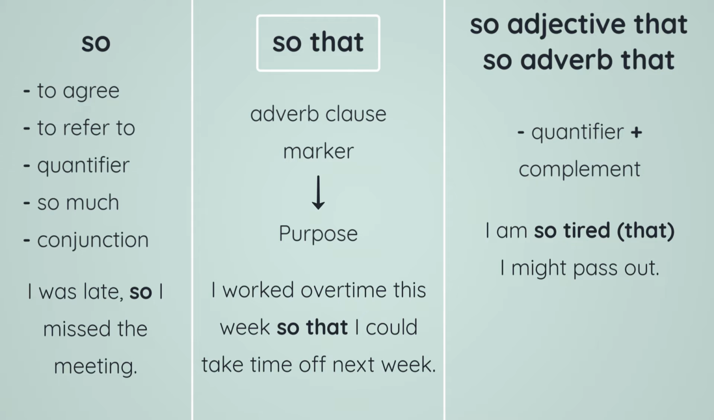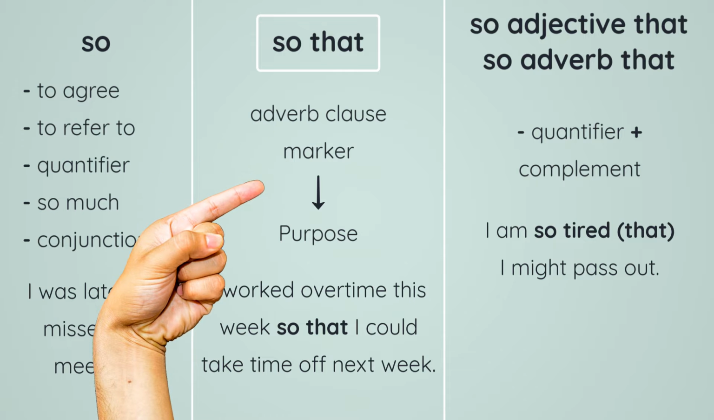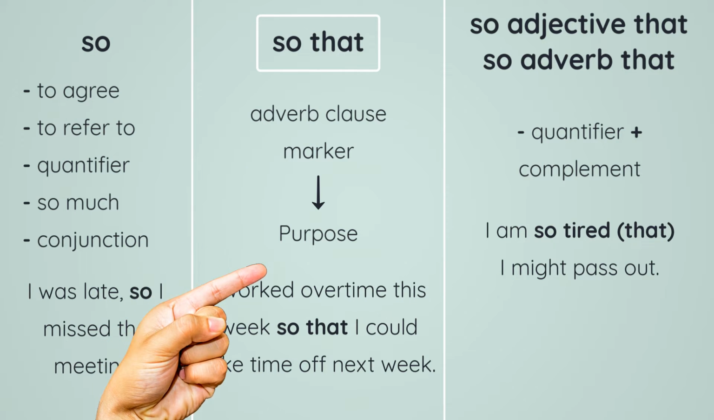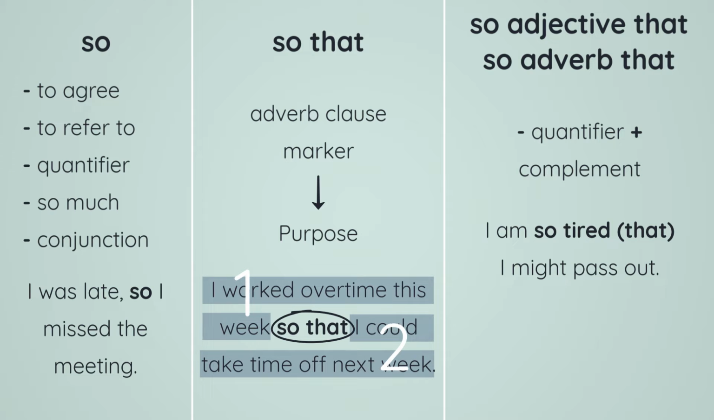So that. So that is an adverb clause marker or an adverb clause conjunction. It shows purpose. Remember, an adverb clause joins two actions in the independent clause and in the adverb clause, and the relationship between the clauses is purpose. So whatever comes after so that shows the purpose of what you did in the previous clause.